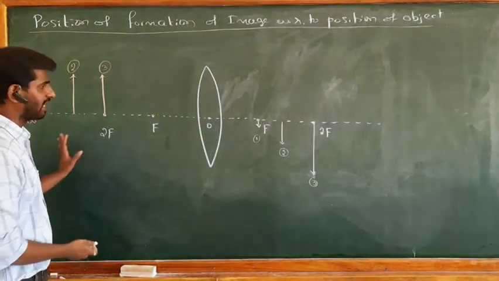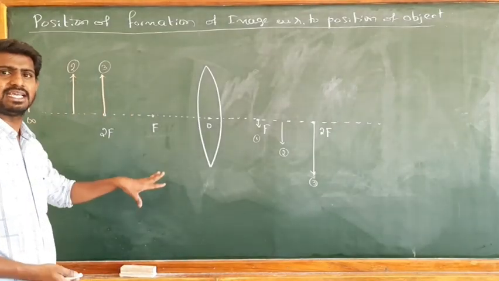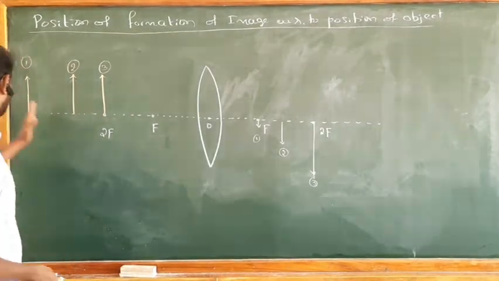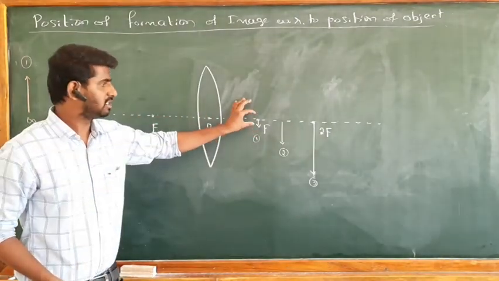And see, by this diagram you can get the nature, size, and position of the image. In the first position, when the object is at infinity, the image forms at f. What about the size? This is point size.